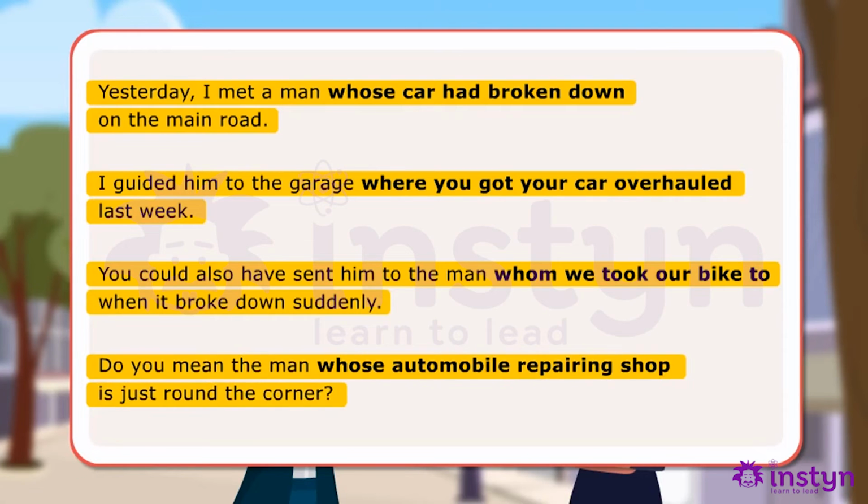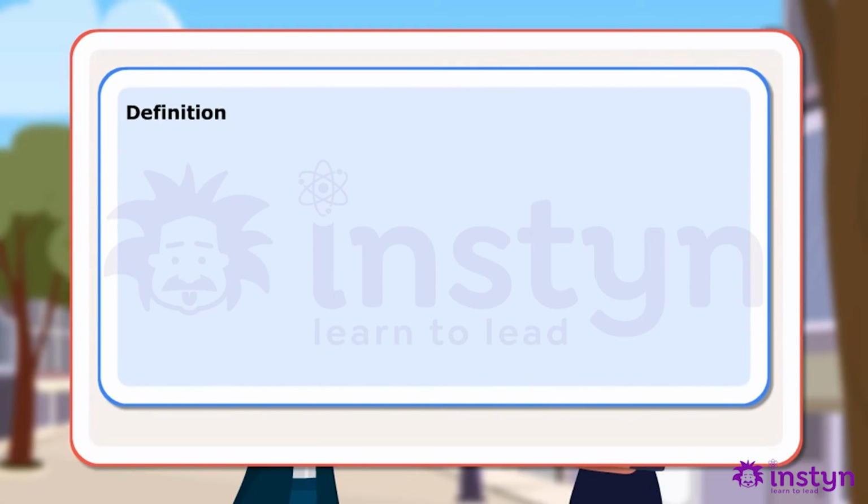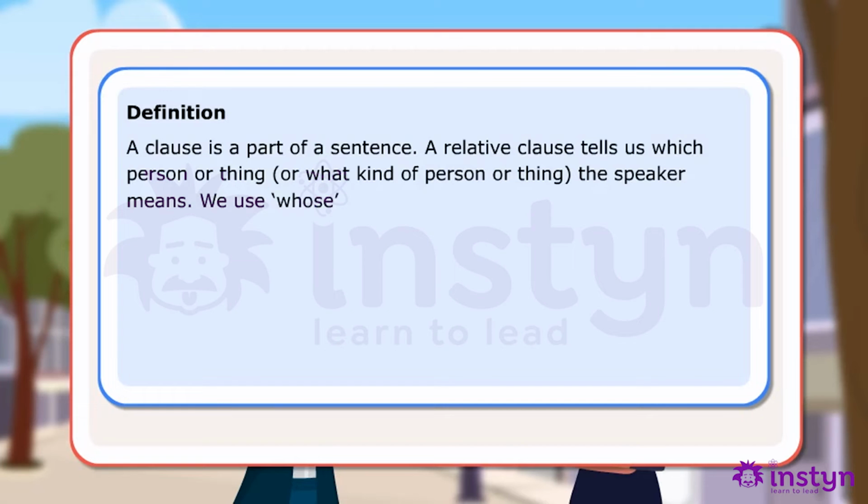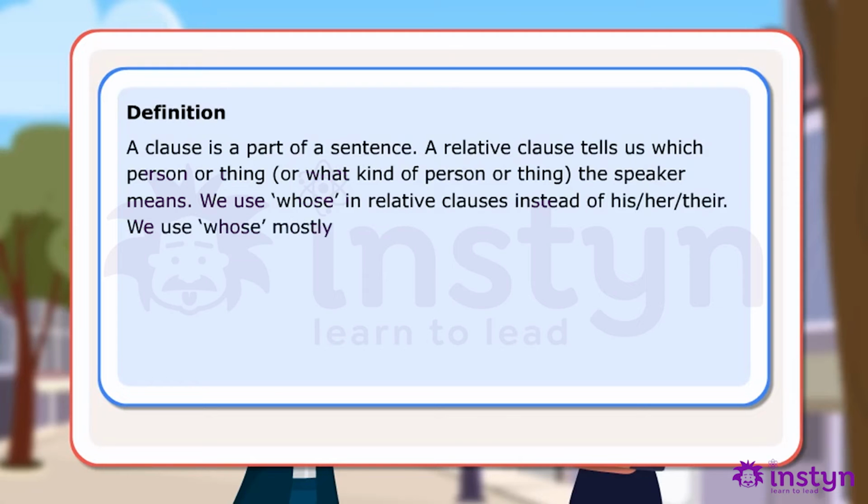Definition. A clause is a part of a sentence. A relative clause tells us which person or thing or what kind of a person or thing the speaker means. We use whose in relative clauses instead of his, her, their. We use whose mostly for people. Whom is possible instead of who when it is the object of the verb in the relative clause.